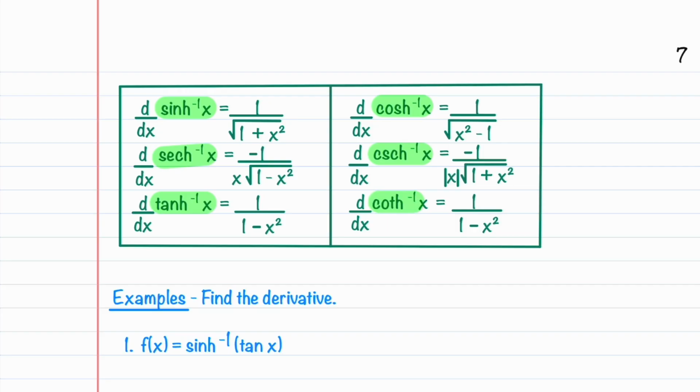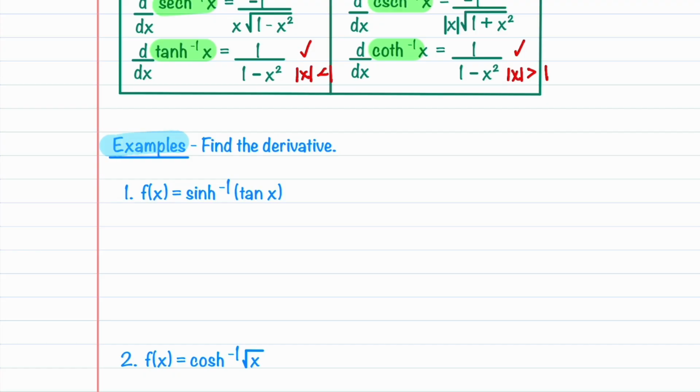Before we walk through our examples, I want to call your attention to this formula and this formula. Those two derivatives are the same, and that might seem a little strange, but it works out because the derivative of inverse tanh of x is only defined for absolute value x less than 1, and then the derivative of inverse coth of x is only defined for absolute value x greater than 1.